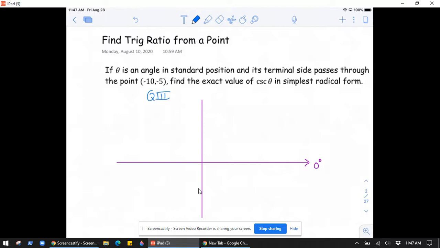Right, so (-10, -5), it might look something like this. This is not to scale. But the point is there are many angles that could land in that quadrant and go through that point. Let's just assume this one. All right, so there's my terminal side. Let's assume that was angle theta.